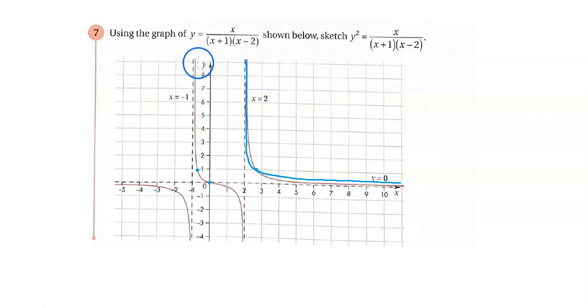And the same situation over here. The y values are going to be less in the y squared graph than the ones in the original graph, when those ones are bigger than 1. But between 0 and 1, the y values in the y squared graph are going to be bigger.